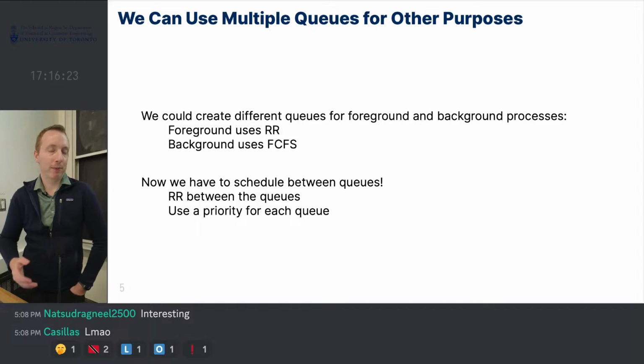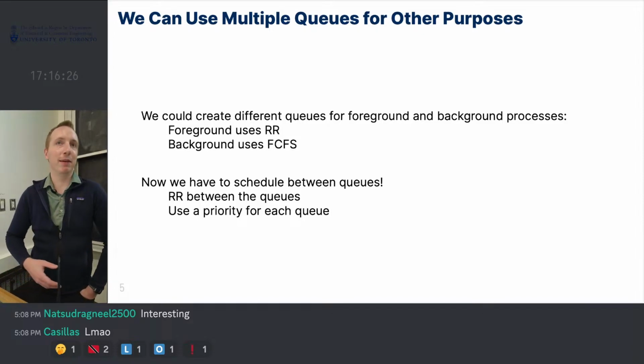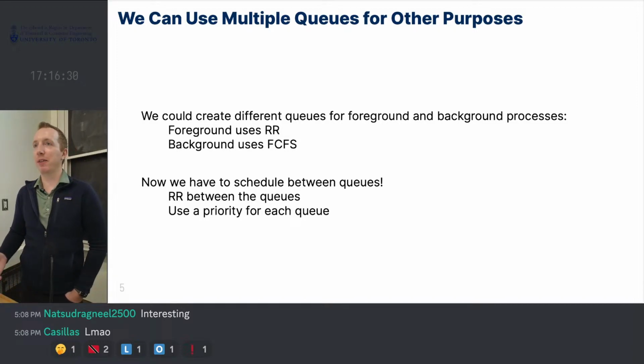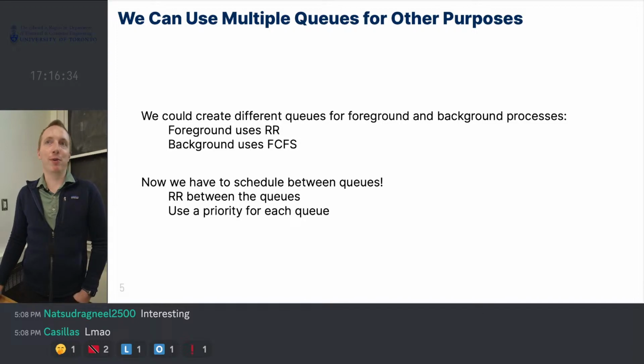So you could also make this more complicated. You could assign foreground processes a higher priority than background. You could do whatever you want. It's scheduling. There is no one complete answer. It's just a series of trade-offs.